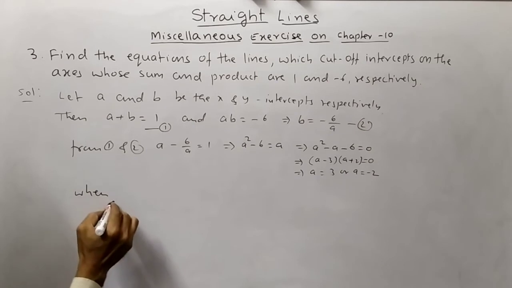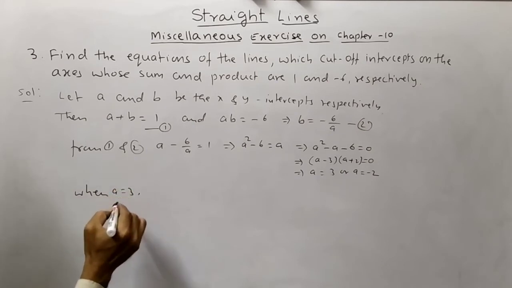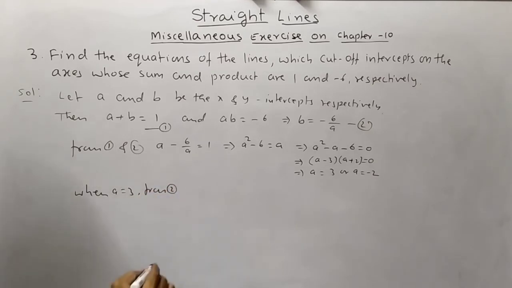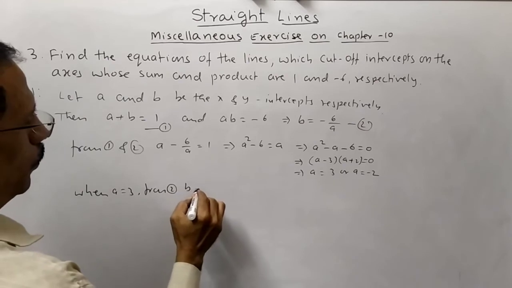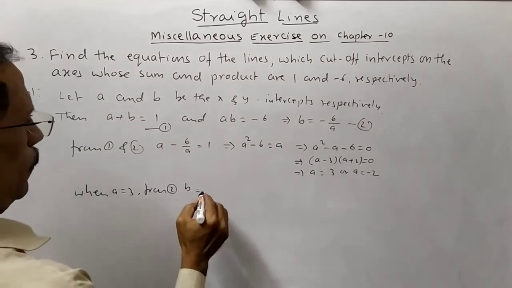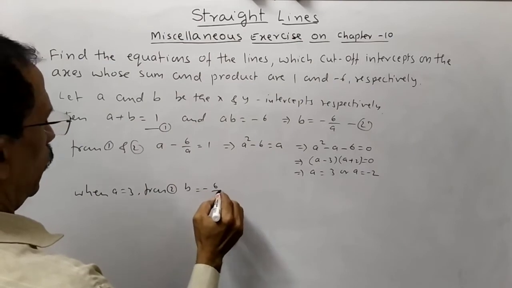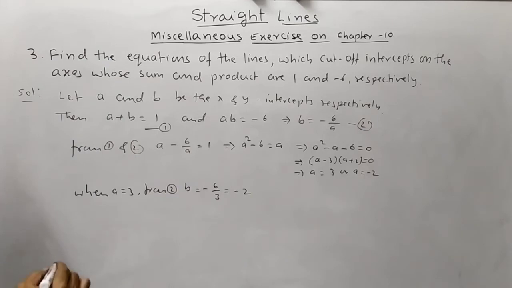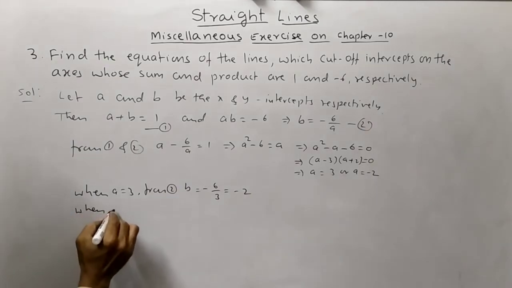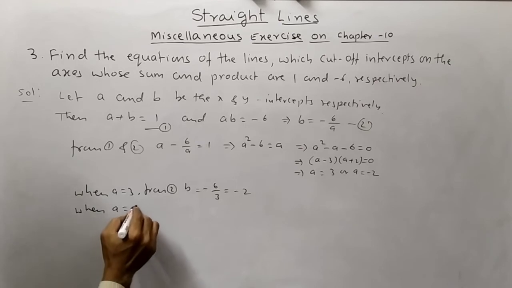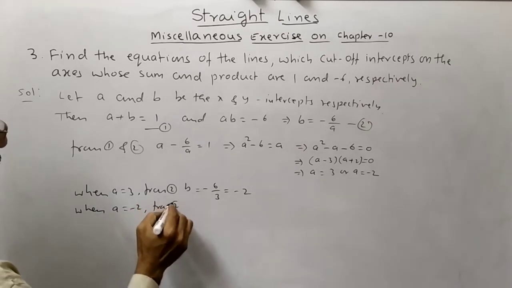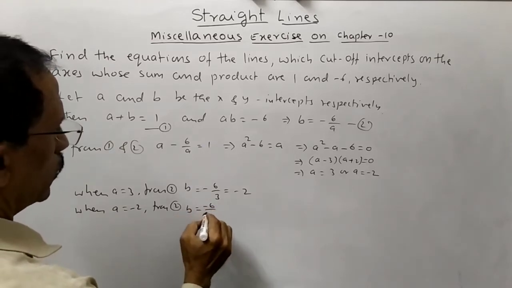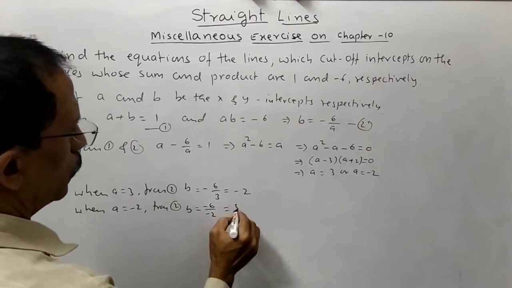When a is equal to 3, from 2, b is equal to minus 6 divided by 3, which is equal to minus 2. When a is equal to minus 2, from 2, b is equal to minus 6 divided by minus 2, which is equal to 3.